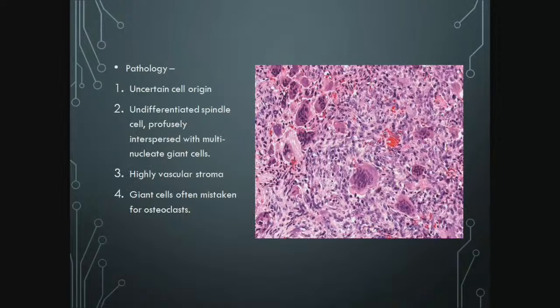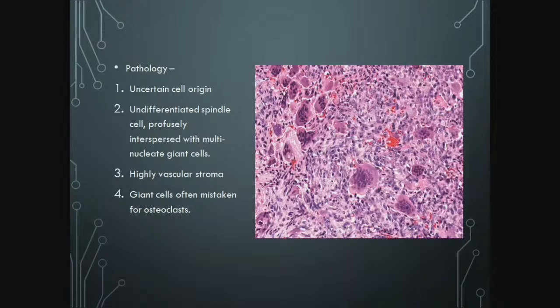When we come to the pathology of osteoclastoma, the cell origin is uncertain. As the name suggests, it is not a tumor of the osteoclast. When you see a histological picture, you will see undifferentiated spindle cells which are profusely interspersed with multinucleate giant cells. These multinucleate giant cells are quite often mistaken to be osteoclasts, but that is not the case.